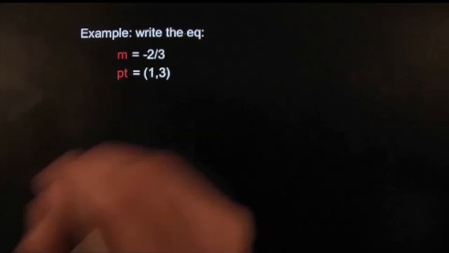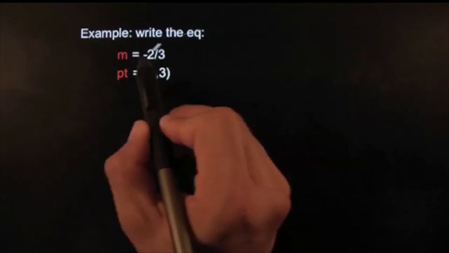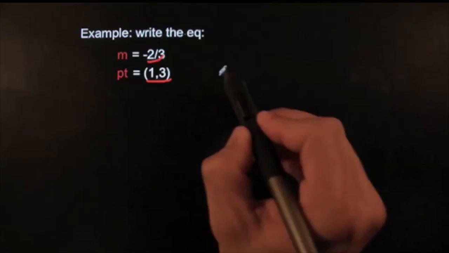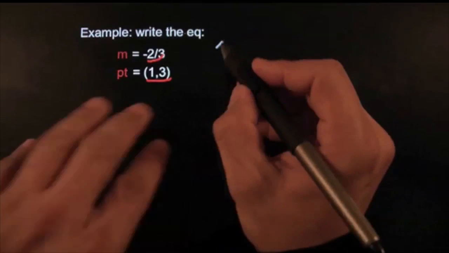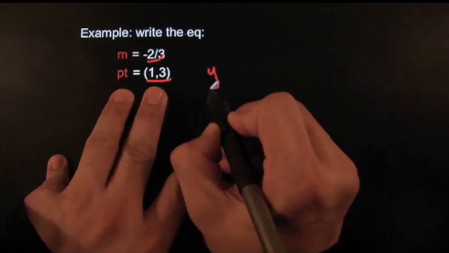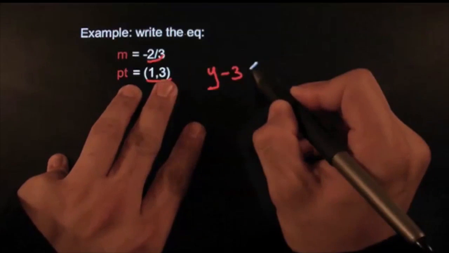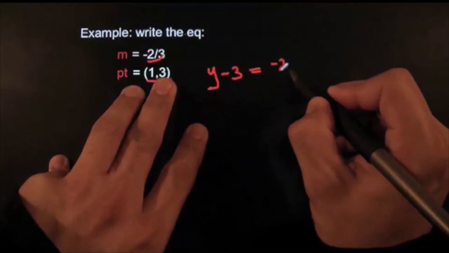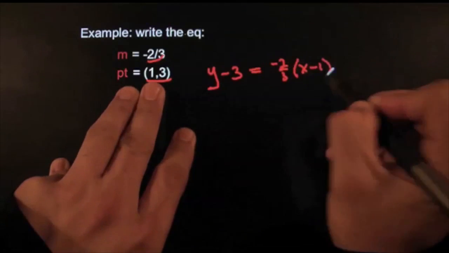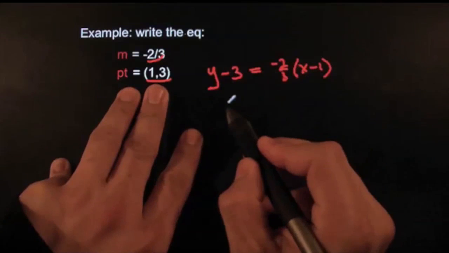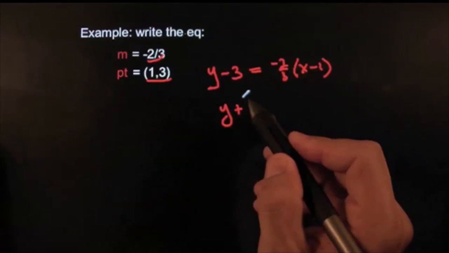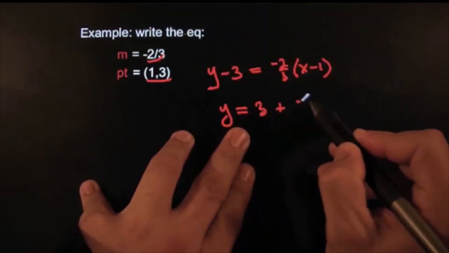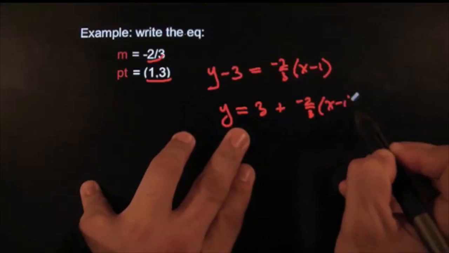Maybe we could try it a couple more times. Suppose you had an equation that has slope negative 2/3 and it goes through the point (1, 3). How would you write the equation? Well, you could do it in one stroke. Go like this: y minus 3 is equal to negative 2/3 times (x - 1). And you're pretty much done. You can move this to the other side, of course. y is equal to 3 plus negative 2/3 times (x - 1).